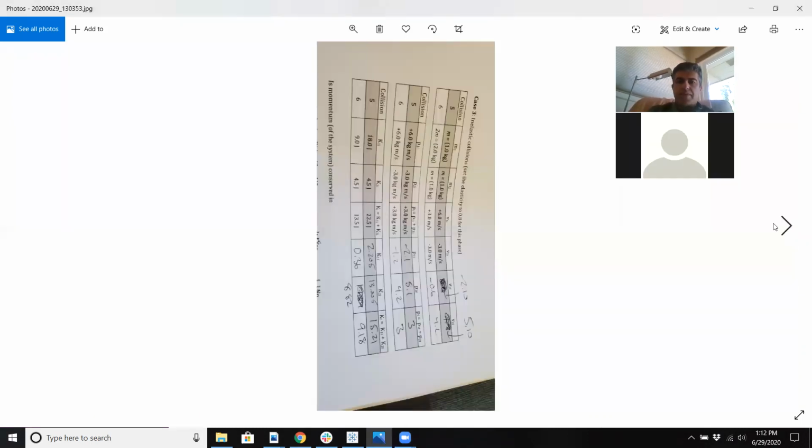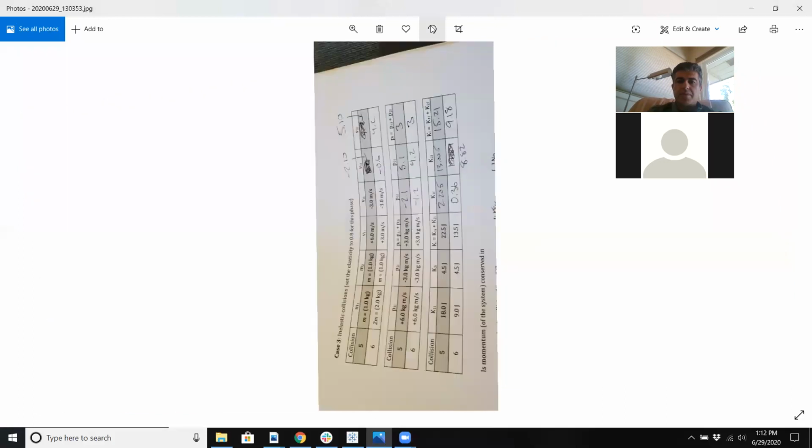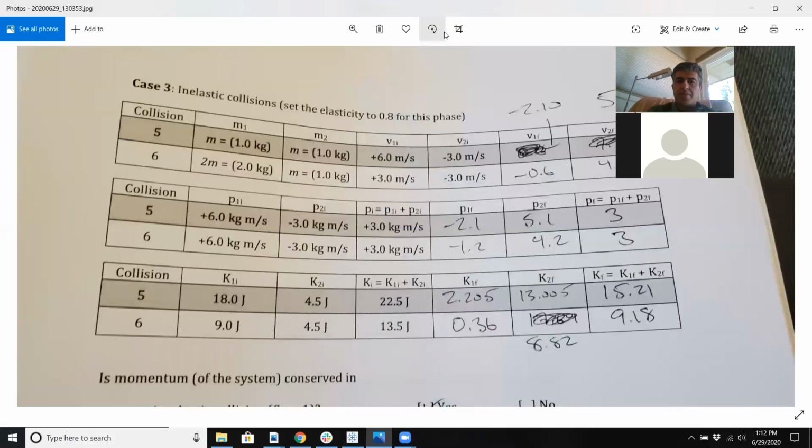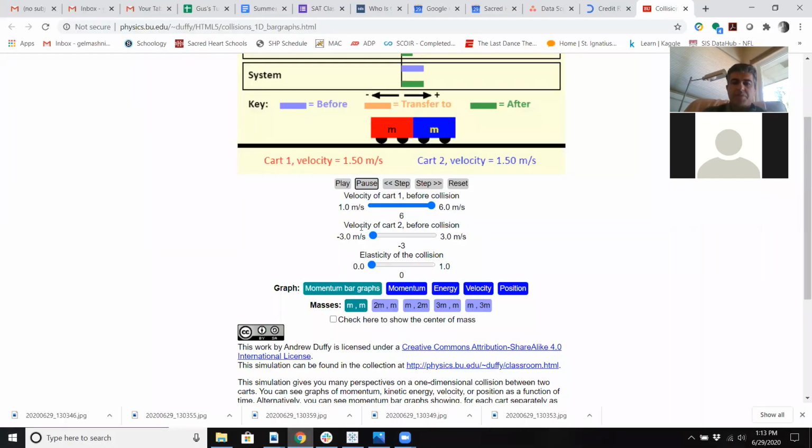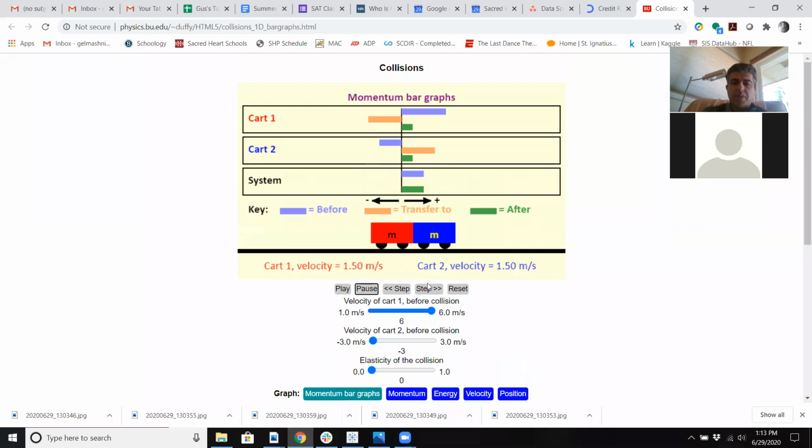So in case 3, this is what I got. Now, if you guys didn't get that, please let me know. But if I run through the simulation again, reset, make that 0.8, and hit play, you kind of see that's what happens there.